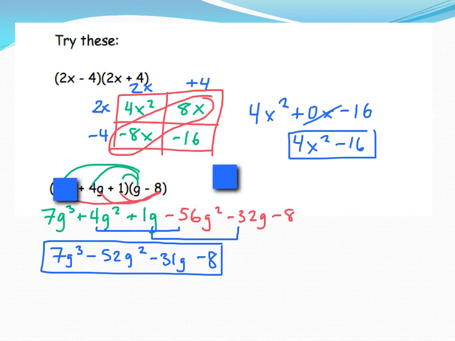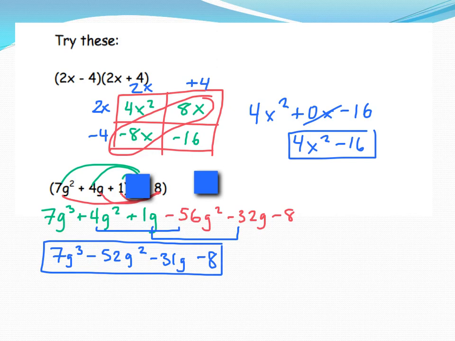What I did differently is I started on the right side. It doesn't matter here, I get the same thing. So I started by distributing the g in green, as you can see here. Once I did that, I took my box and moved it over the g, and I distributed the 8, shown in red, and I got these. Then combining like terms, I get 7g to the third minus 52g to the second minus 31g minus 8.